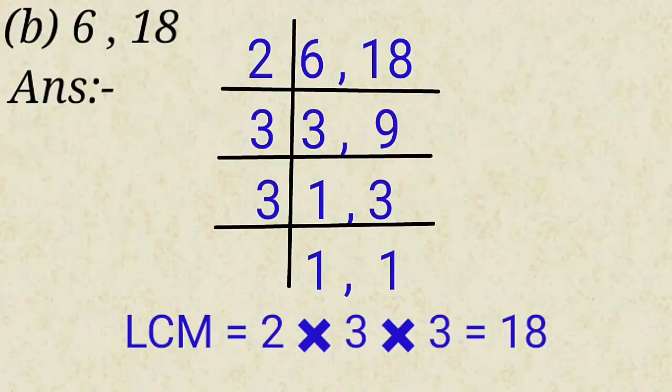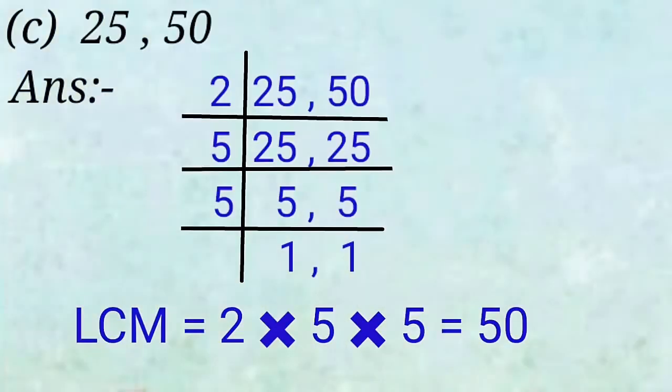B part is 6 and 18. You can see 6 and 18 is divisible by 2, so it gives us 3 and 9. Now 3 and 9 is divisible by 3. That's why it gives us 1 and 3. Now 3 is divisible by 3. So we will write 1 as it is, and 3 on dividing by 3 gives us 1. So LCM is equal to 2 into 3 into 3 is equal to 18 answer.